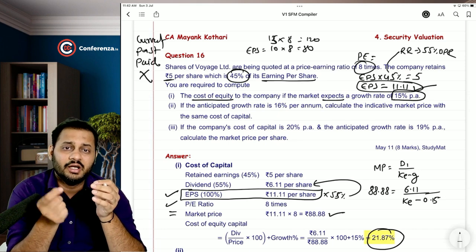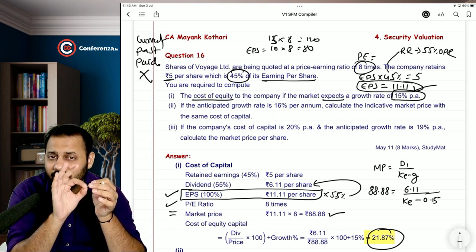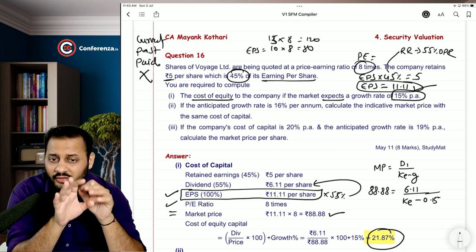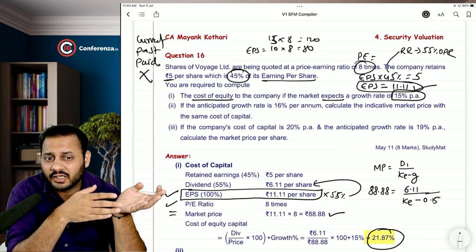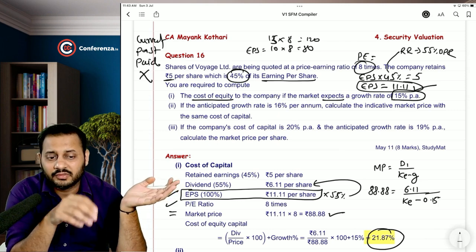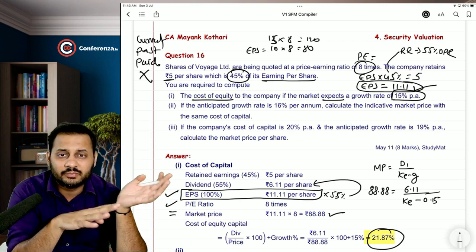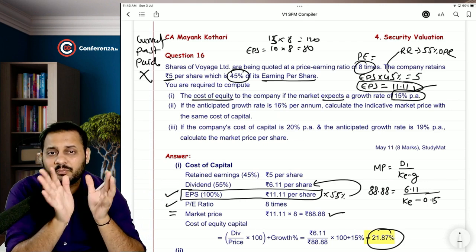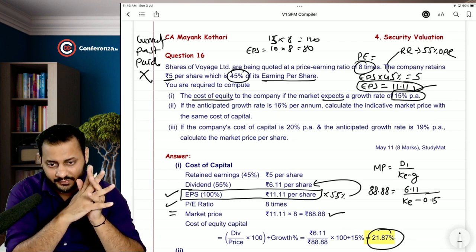And I told you, unless it is specifically mentioned that the dividend is D0, we are going to assume that the given dividend is D1, and that's what we are doing. That's why we are assuming that the growth is included in 6.11. This is the practice which was followed in the entire chapter.